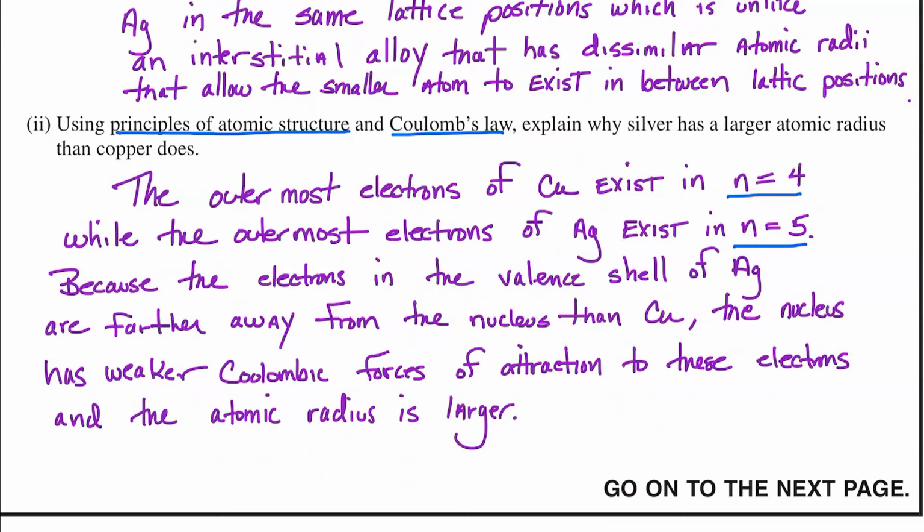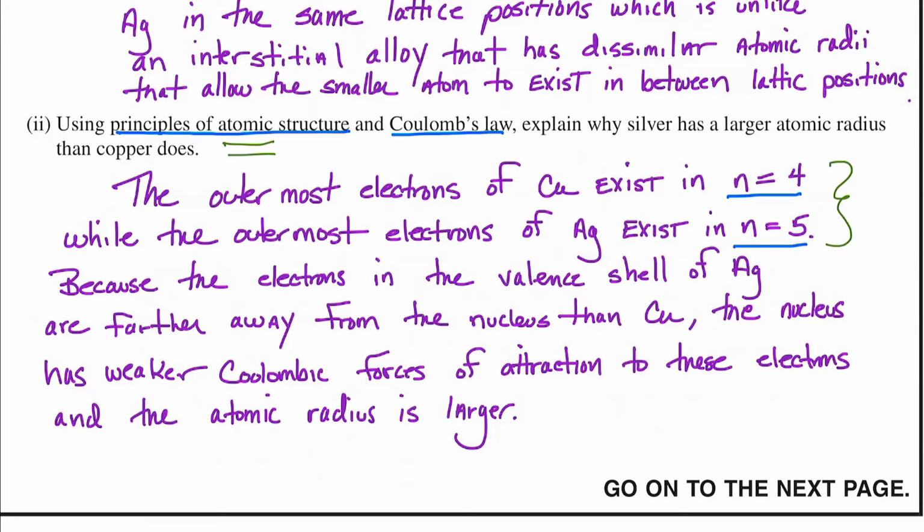Why does silver have a larger atomic radius? If you look at copper, its outermost electrons exist in the n equals 4 principal energy level. While silver, underneath copper in the same group, has the same valence electrons, but is in the 5th principal energy level, or n equals 5. Me talking about principal energy levels, n equals 4, n equals 5, those are synonymous terms, I am covering the principles of atomic structure. So I'm telling you that silver has a shell of electrons that is farther away than copper.